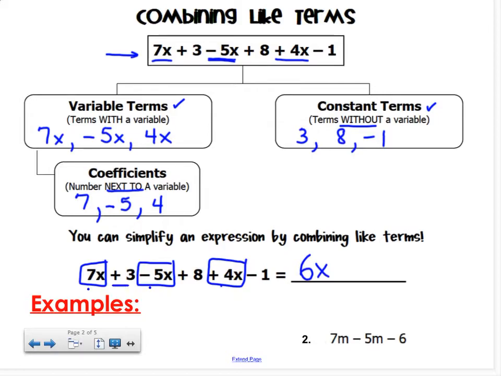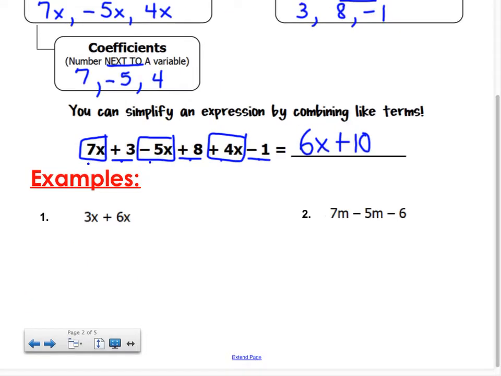Now we can look at the constant terms. So positive 3 plus 8, that's 11, minus 1, that's 10. And that's it. We've combined the like terms by adding the coefficients of the variable terms and also adding up the constant terms. So let's take a look at the other examples.